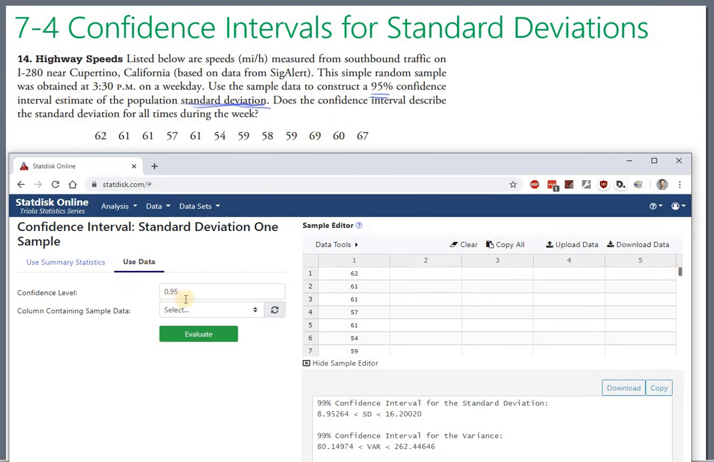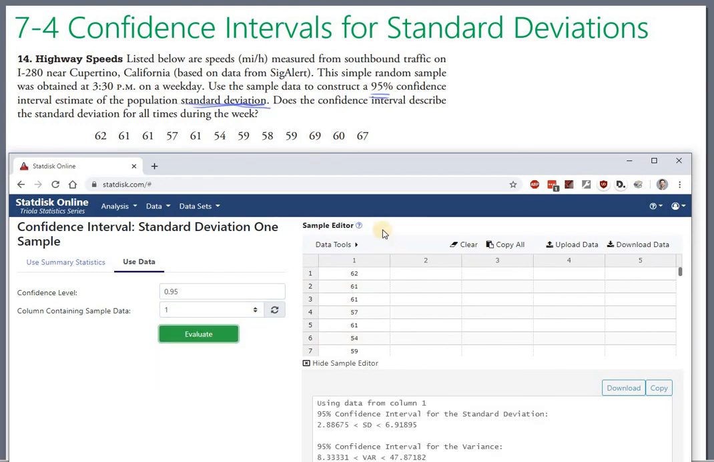Okay, so I did need 95% confidence, so that's good, and the data is in column 1, so I can go ahead and evaluate that, and I get my confidence interval for standard deviation right here. Say the standard deviation is somewhere between 2.9 and 6.9. So again, not a huge amount of variation in these speeds. They all seem to be pretty similar.